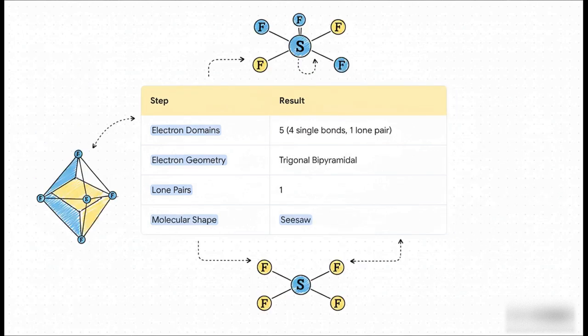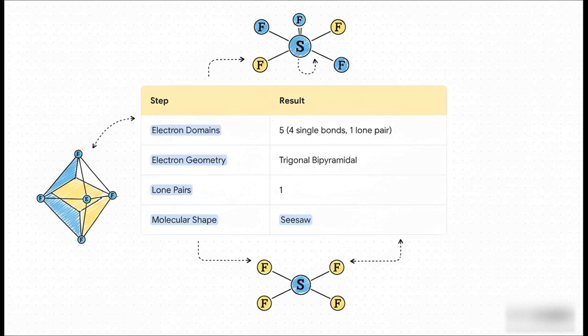Let's kick it up a notch with sulfur tetrafluoride. The central sulfur has 4 single bonds and 1 lone pair. That gives us a total of 5 electron domains. The shape for 5 domains is called trigonal bipyramidal. Now for the fun part. We ignore that 1 lone pair, and the shape that's left is called a seesaw.